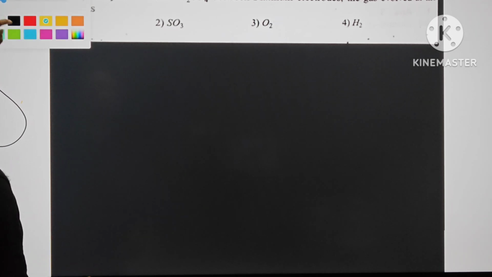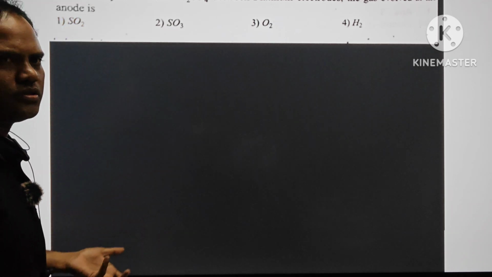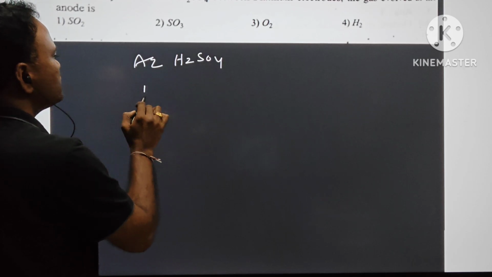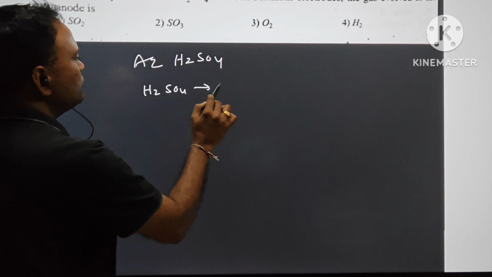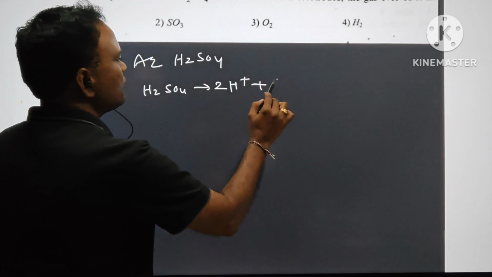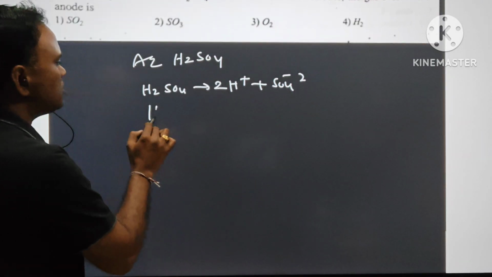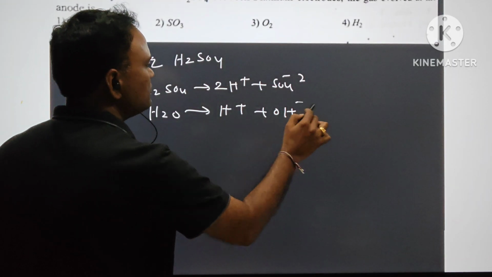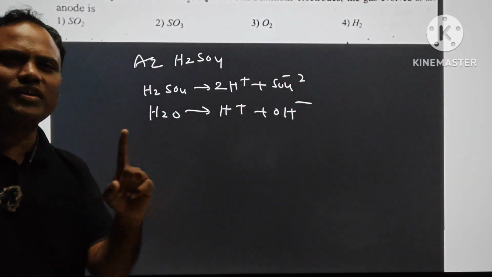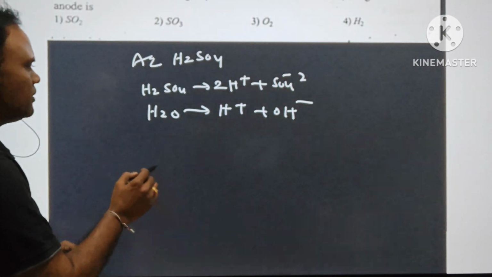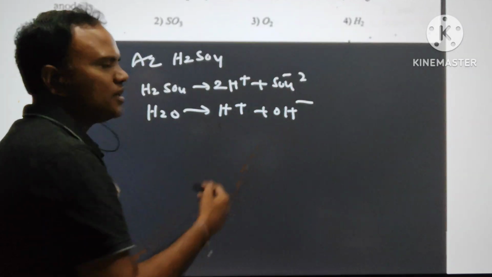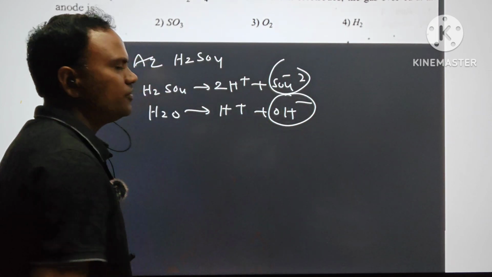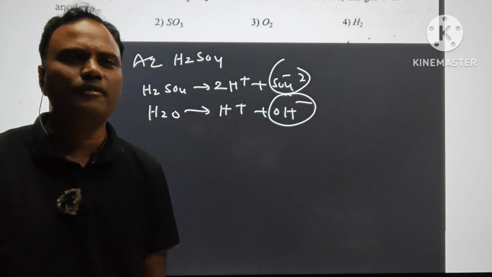Dilute means water is also present; dilute and aqueous are the same. First H2SO4 dissociates into 2H plus and SO4 minus 2. Water is also there, no? At the cathode you have only one cation. And how many anions are there? 2 anions are there, sulfate and OH minus. Which is having low discharge potential?